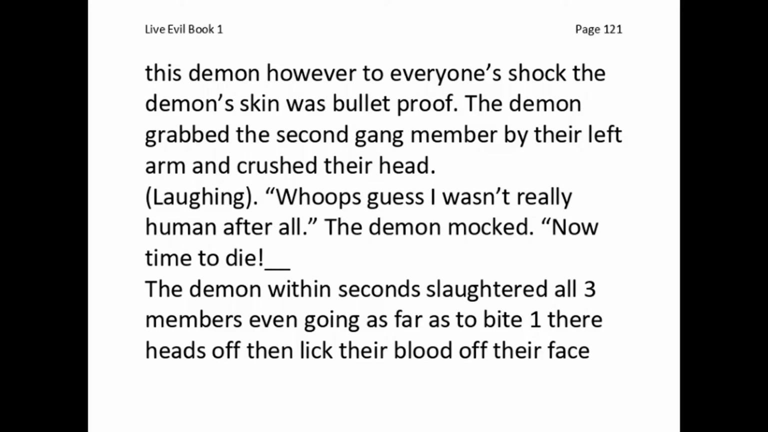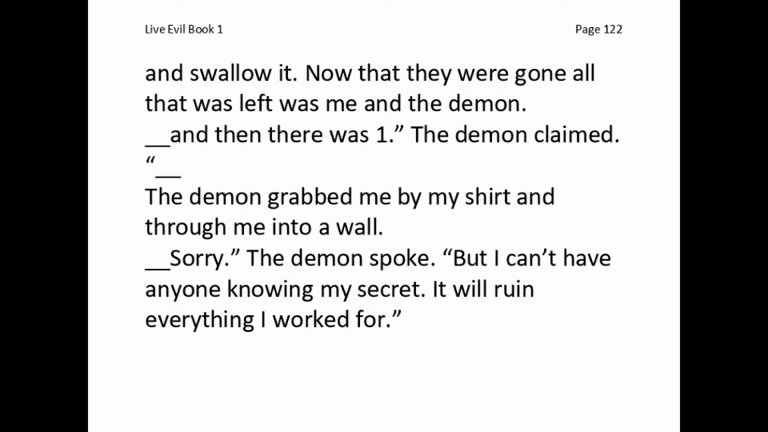"And then there was one," the demon claimed. The demon grabbed me by my shirt and threw me into a wall. "Sorry," the demon spoke. "But I can't have anyone knowing my secret. It will ruin everything I worked for." Just as the demon went for the final attack, I saw the spirits of the gang members floating off.